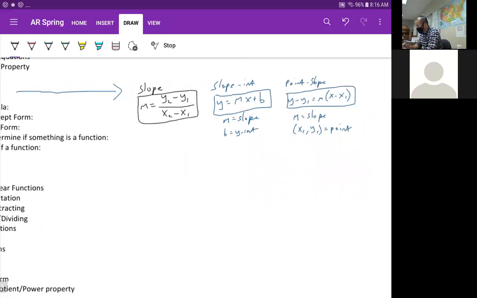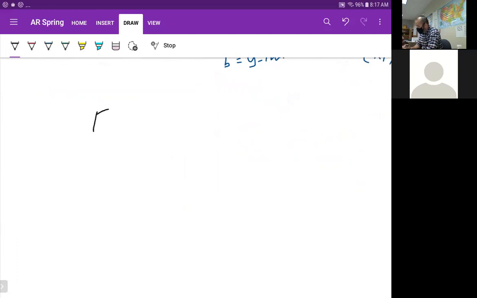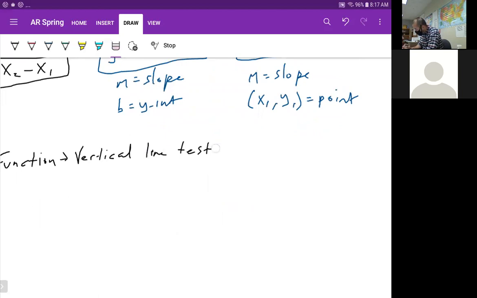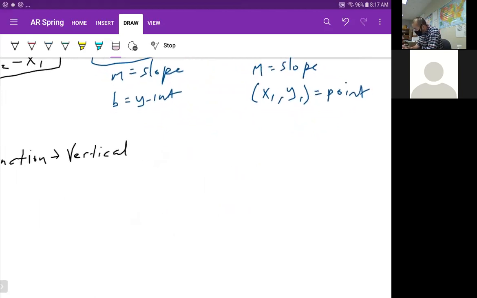Okay, so to determine if something is a function, it will pass the vertical line test. Vertical line test. Man, that doesn't look very nice. I'm going to write this more carefully. Vertical line test.